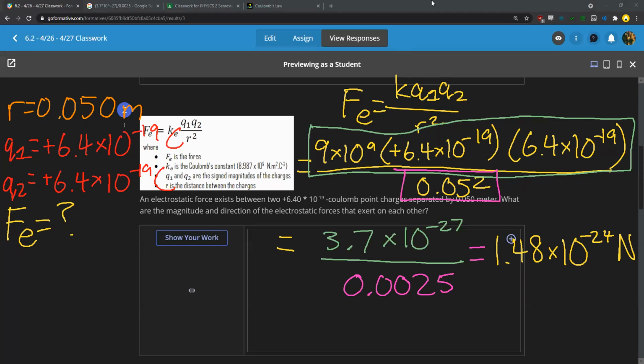We need to copy everything in the Go Formative? Yeah, if you want to take a picture of your work, you can. If you want to upload your work, you can as well.